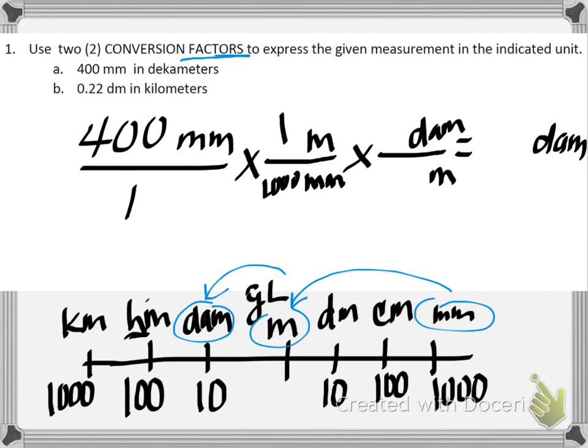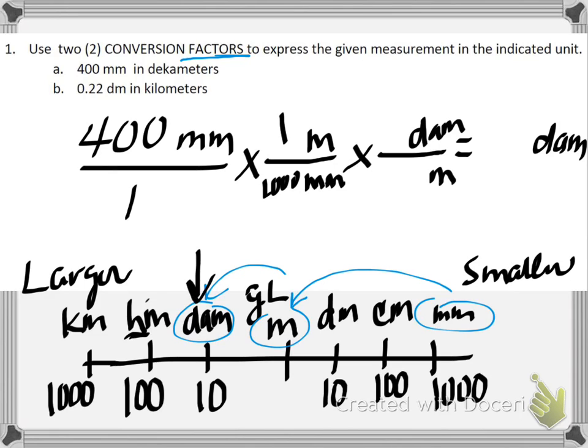Then we look here, we have decameters and meters. Anything this way is larger. This way is going to be smaller. So the larger one is always the bigger one, and that gets our 1. So decameter is going to be larger than our meter because it's farther to the left. So decameter is the largest, and then how many meters? We just look at decameters and meters, and our number that goes with that is 10. So 10 goes here. So now we have our 2 conversion factors.